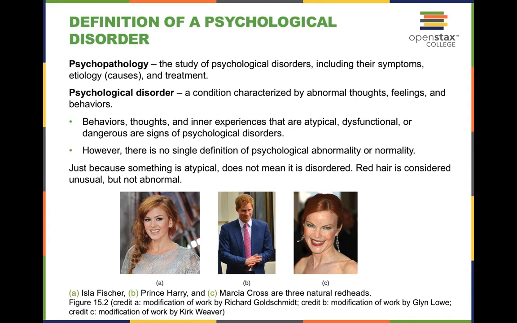Now, when it comes to a psychological disorder, this is a condition characterized by abnormal thoughts, feelings, and behaviors. These behaviors, thoughts, and inner experiences that are atypical, dysfunctional, or dangerous are signs of psychological disorders. However, there is no single definition of psychological abnormality or normality. And this is an important distinction to make here. Just because something is atypical does not mean that it is a disorder. Red hair is considered to be a minority hair color, but just because it's atypical does not mean that it is abnormal. That's an important distinction to make.